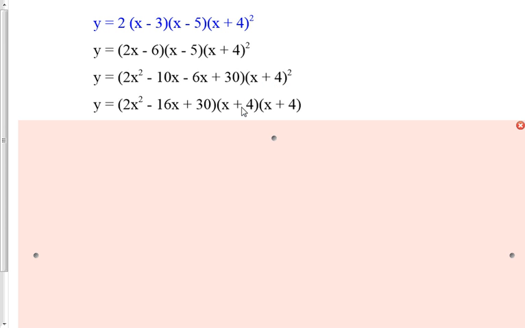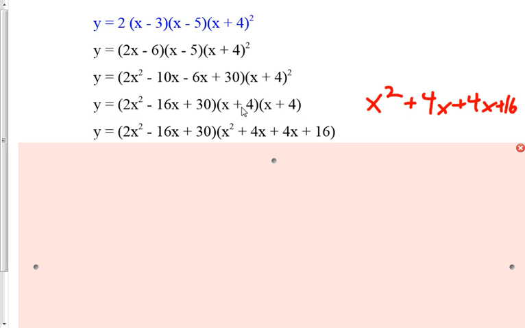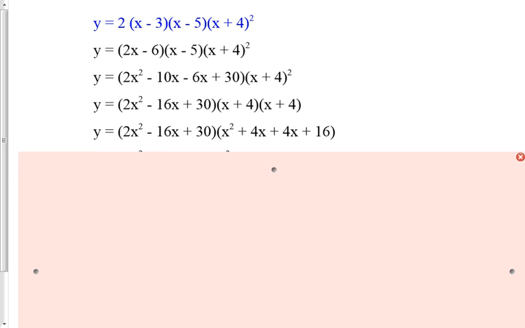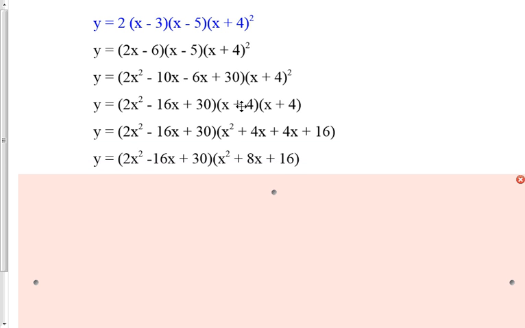So x times x is x squared. x times 4 is positive 4x. x times 4 is positive 4x. And 4 times 4 is positive 16. And I see that clearly in this step. Since I did nothing to my first term here, I just bring it down. Now we'll combine like terms. And now I need to begin distributing.